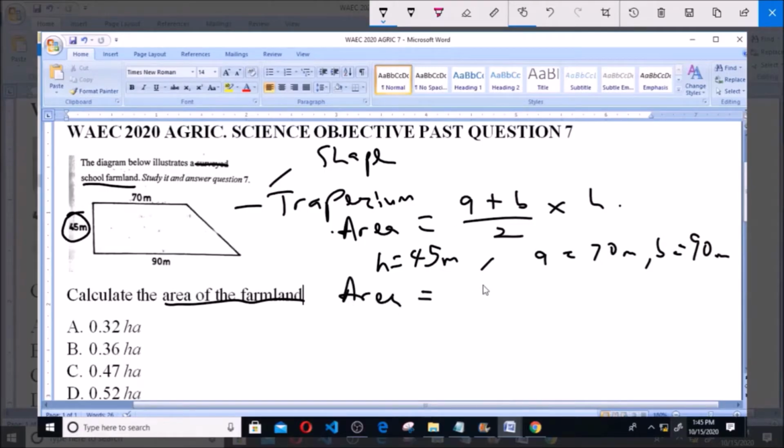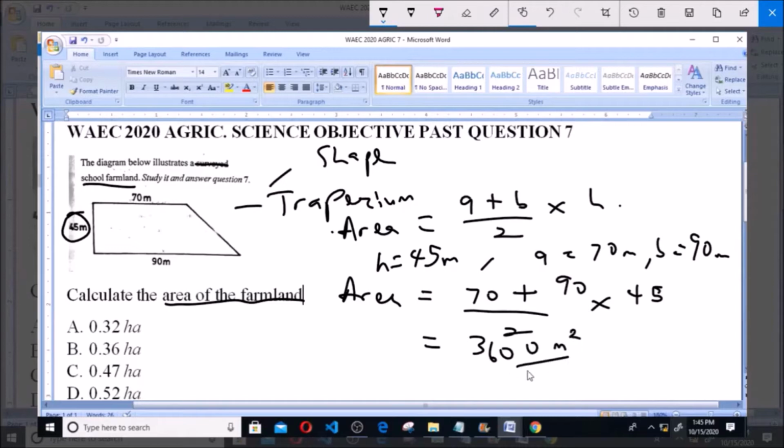So area is equal to (A 70 plus B 90) over 2 multiplied by 45. Now 70 plus 90 is 160. 160 over 2 is 80. 80 multiplied by 45 is 3,600 meters square. Now this is the area in meters square because our dimensions were given to us in meters, but the options we have here are in hectares.